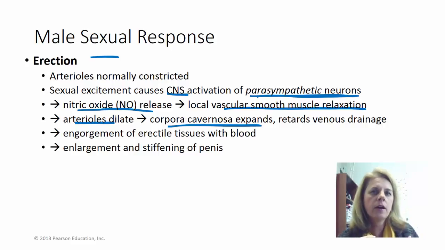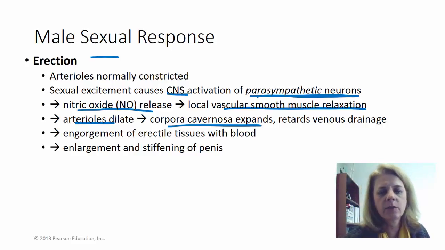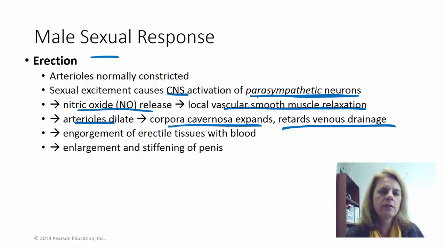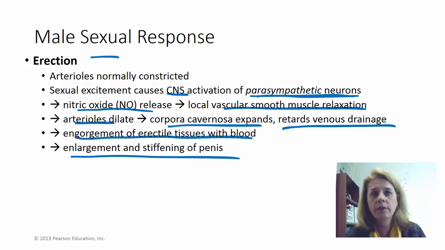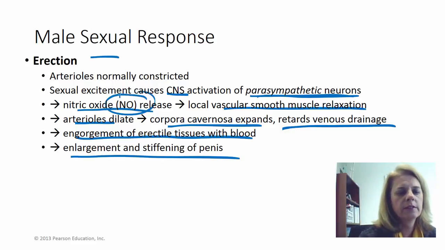And this also squeezes against the veins and retards venous drainage. So the penis will become rigid based on engorgement of these erectile tissues with blood. So you get enlargement and stiffening of the penis, or the erection, and that's based on this release of nitric oxide.